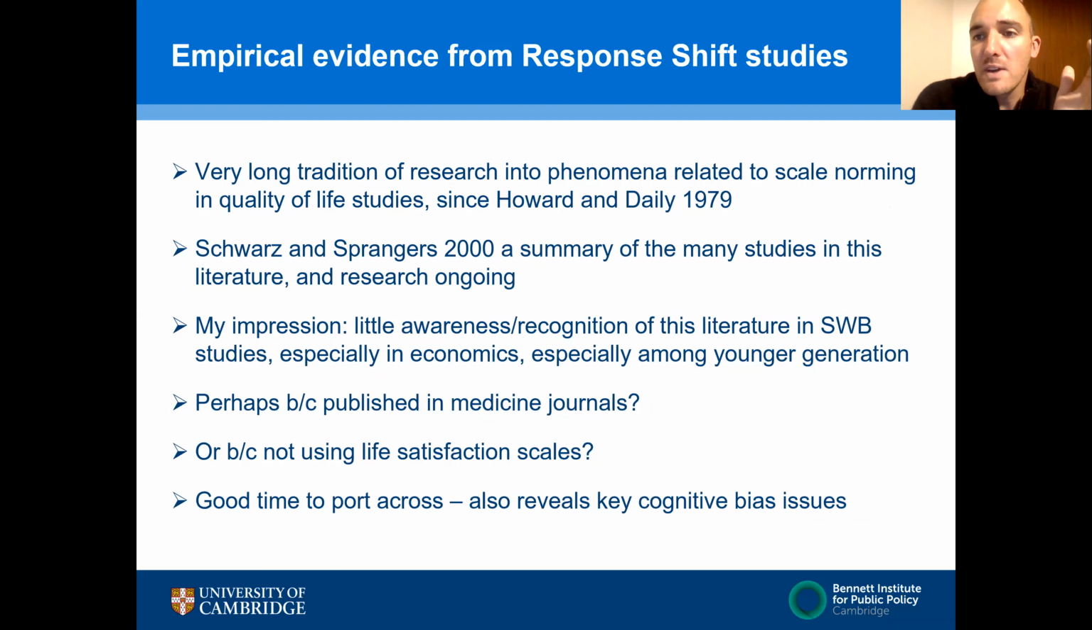There's also a big bunch of evidence from response shift studies. And this is a very long and old literature. It goes back to Howard and Dailey in 1979, who were writing in Personality and Social Psychology, who said that there might be a lot of problems throughout quality of life studies and psychological assessment pertaining to response shift. Schwartz and Sprangers did a big summary of this literature in 2000. And the research is ongoing. It's quite a lively discussion in quality of life studies in the medical space.